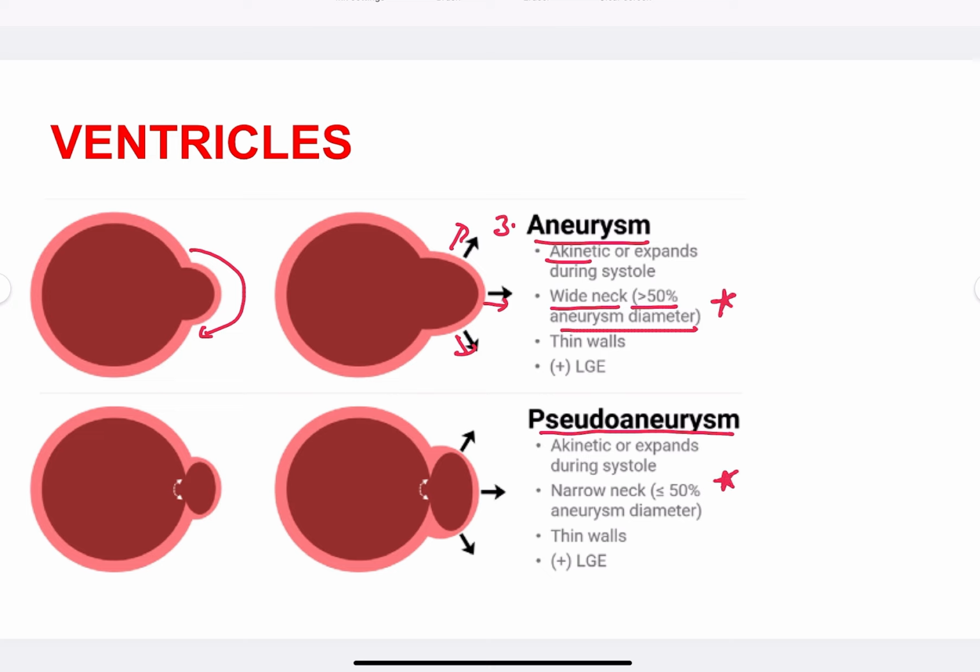As in pseudoaneurysm, there will be a narrow neck, that is less than 50% of the aneurysmal diameter. Both the aneurysm and pseudoaneurysm share some common features, like they can be akinetic or expand during systole, they can have thin walls, and in both cases late gadolinium enhancement will be present, that is suggestive of fibrotic tissue. Okay.